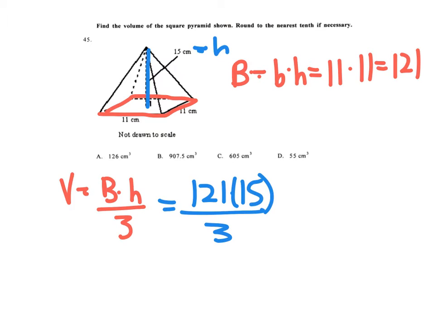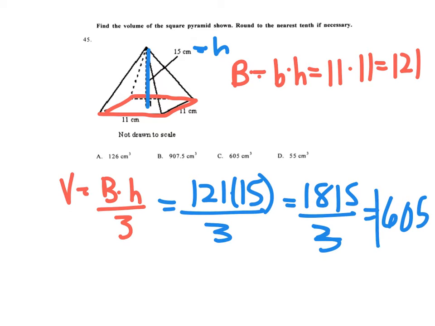When I do 121 times 15, we get 1815, and we still need to divide that by 3. Make sure it's 3, not a 2. When I divide that by 3, I get 605 as my final answer. Again, we're talking about volume, so it'll be units cubed or centimeters cubed in this case, but that should be your answer.